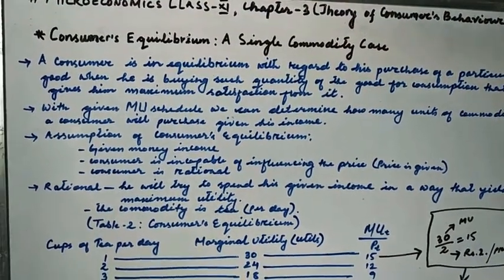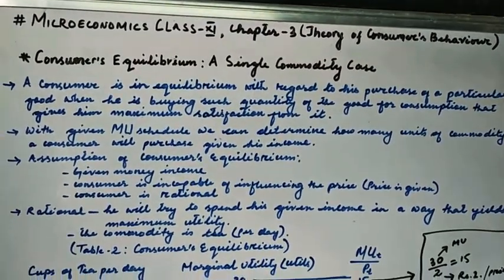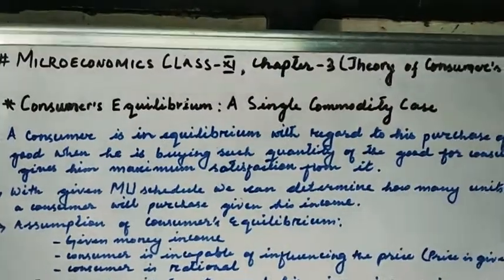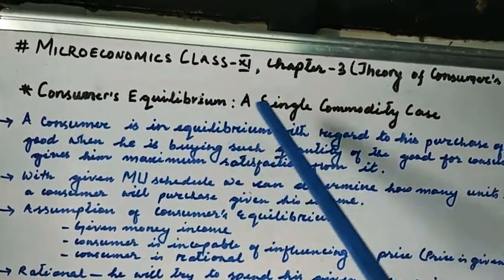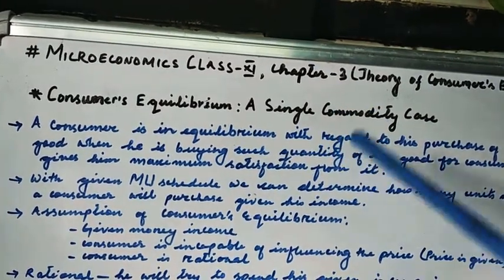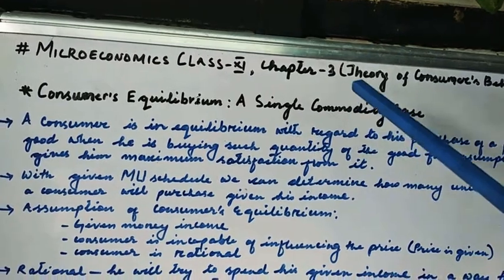Moving on to the next topic of chapter number 3, Theory of Consumers' Behavior, we will go on to discuss a consumer's equilibrium in a single commodity case. So how does a consumer attain his equilibrium point in consumption of a single commodity?